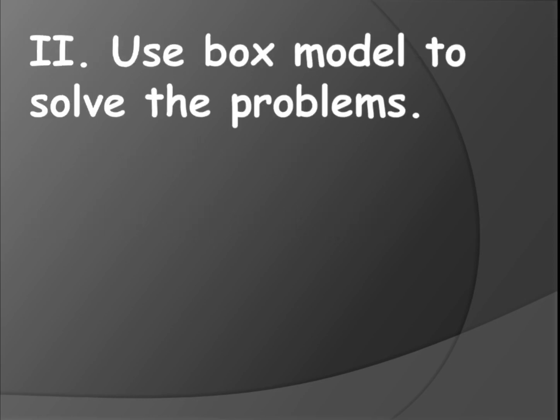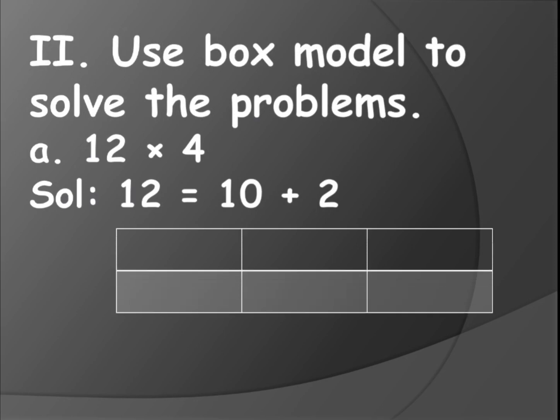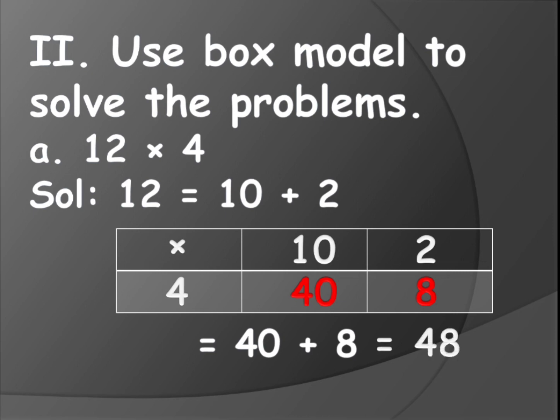Use box model to solve the problems, that is multiplication using box model. So 12 into 4, you have to write 12 as 10 plus 2, isn't it? And you need to draw the box like this. In the first box you will write the multiplication symbol, then 10, then 2, and you are multiplying with 4, isn't it? 12 into 4, 4 you will write it down. Now 4 into 10, 4 tens are 40, and in the next box 4 into 2, 4 twos are 8. Now you need to add both the numbers, 40 plus 8, which gives us 48.